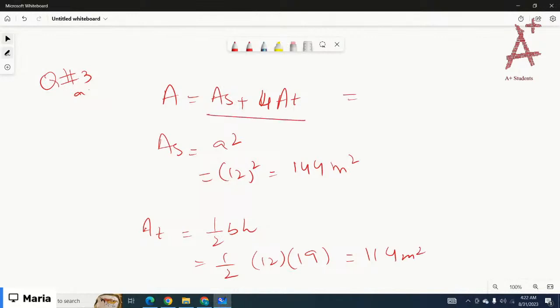So you have to add like this. The area of the square base is 144 plus the area of 4 times the triangle, which is 4 times 114, that is 456. When you add 144 plus 456, it makes 600 meter square. That means the area of the pyramid is 600 meter square.